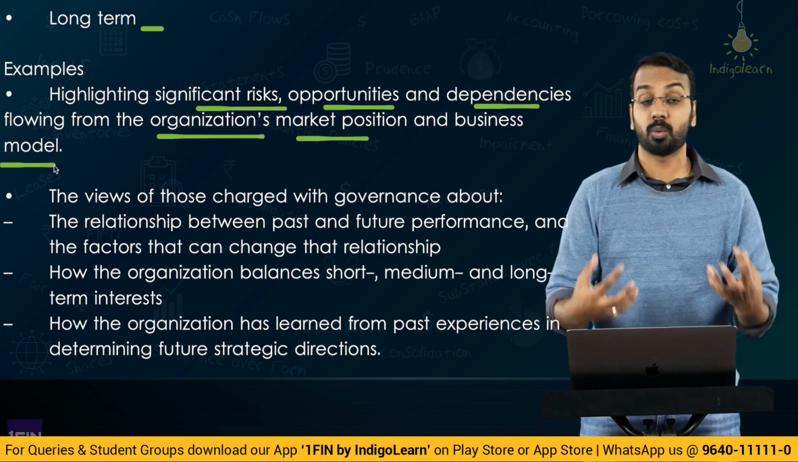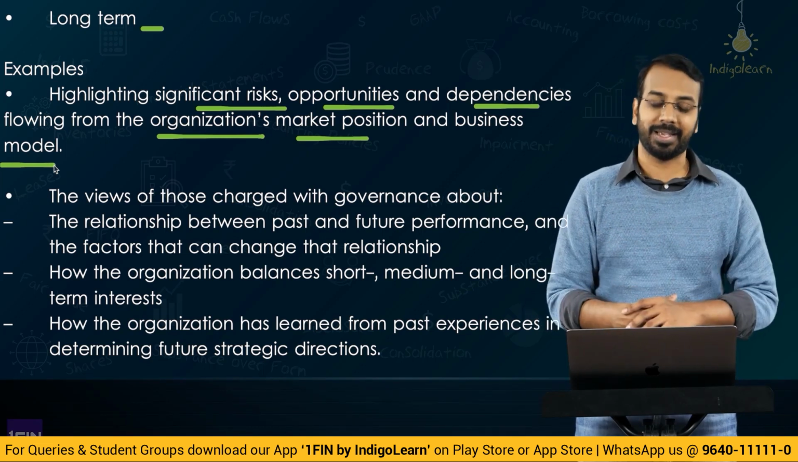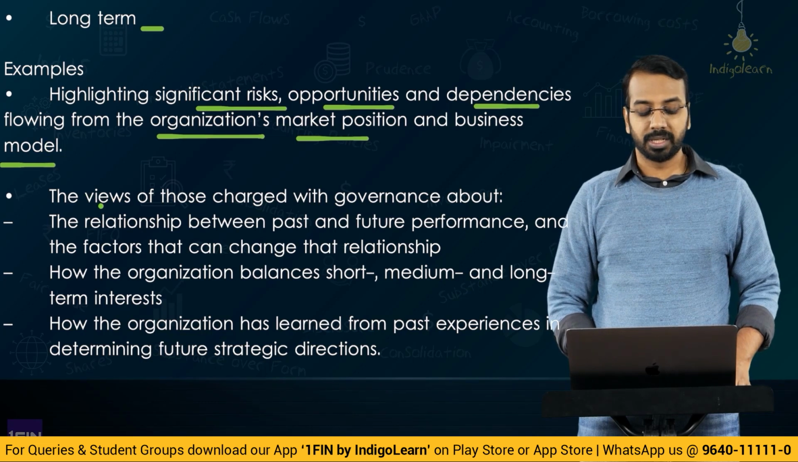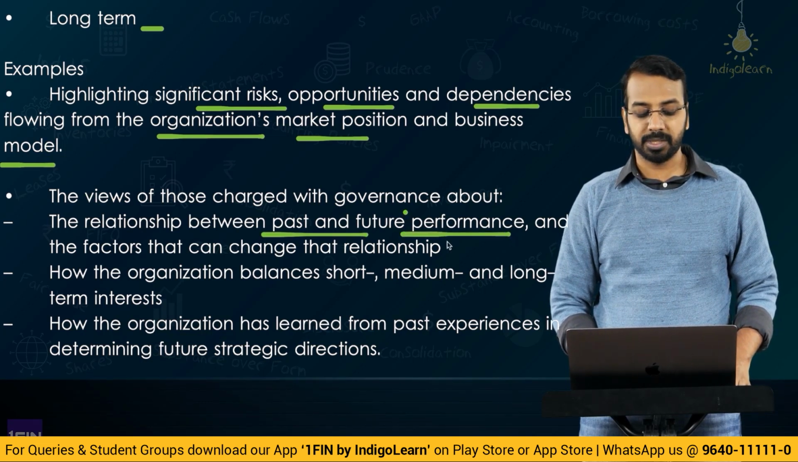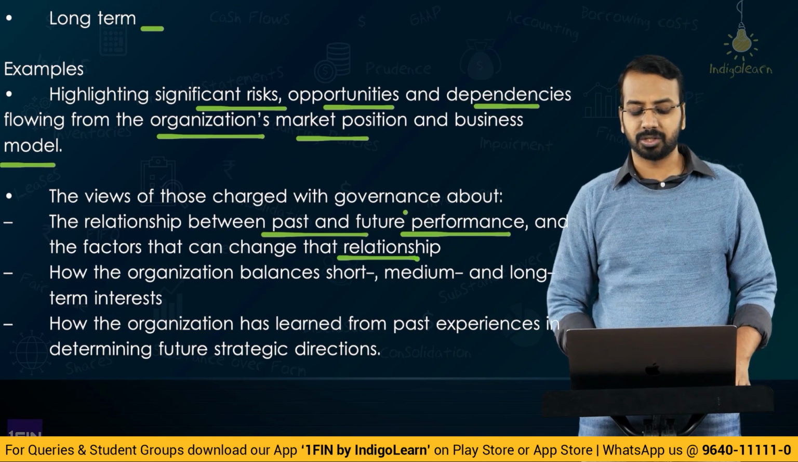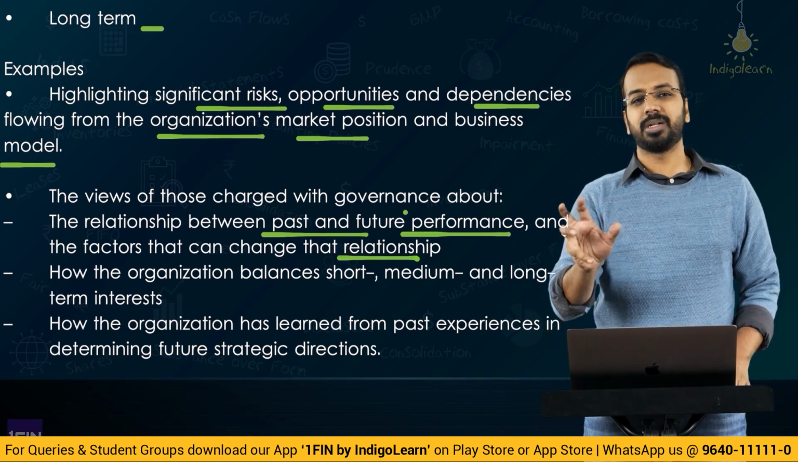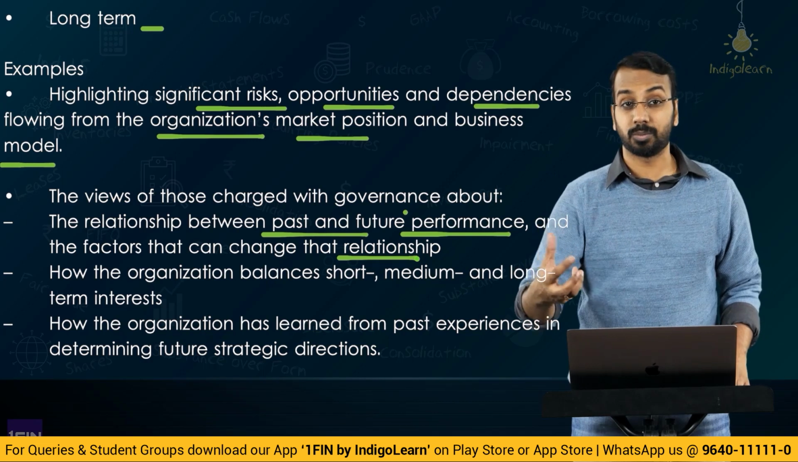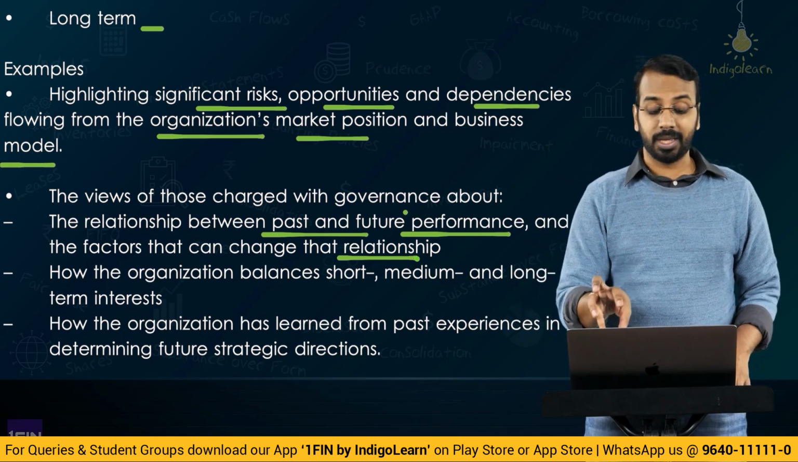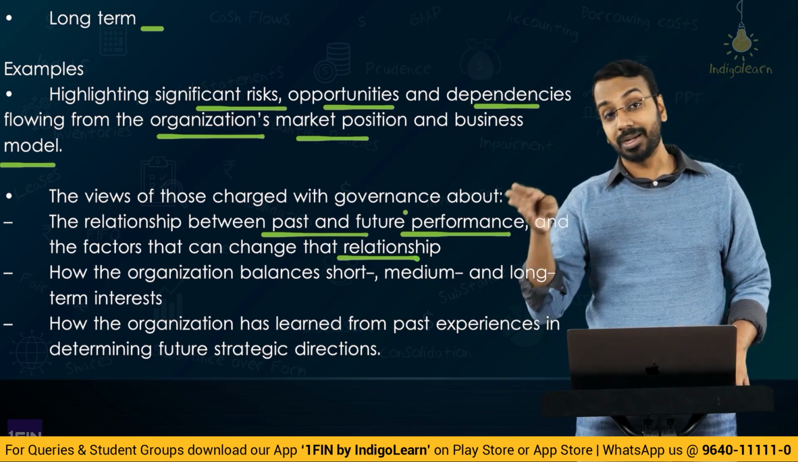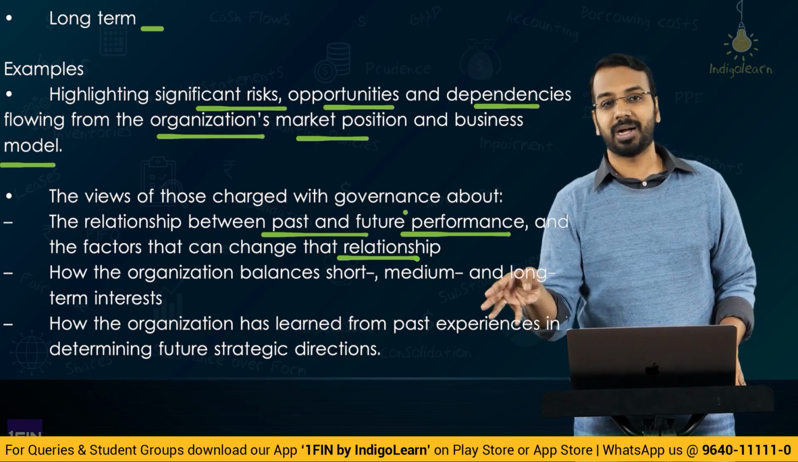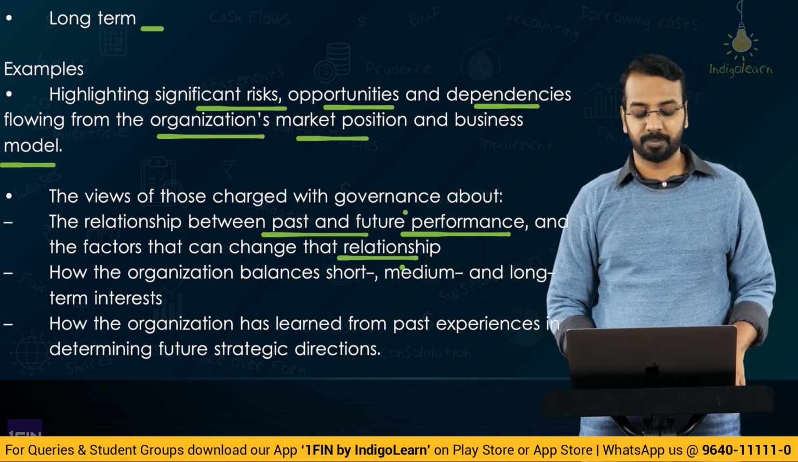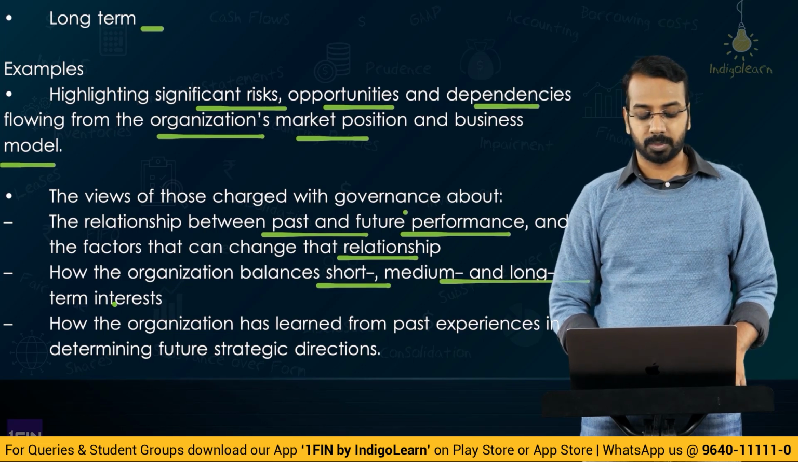What are the opportunities? What are the dependencies? All of that can be explained. Then what is the view of those charged with governance about the relationship between past and future performance and the factor that can change that relationship? Generally by way of management discussion and analysis, director's report and all of that, they can explain their view about what happened in the past, what was the performance in the past and what is the performance in the future. Then how the organization balances short term, medium term and long term interest.